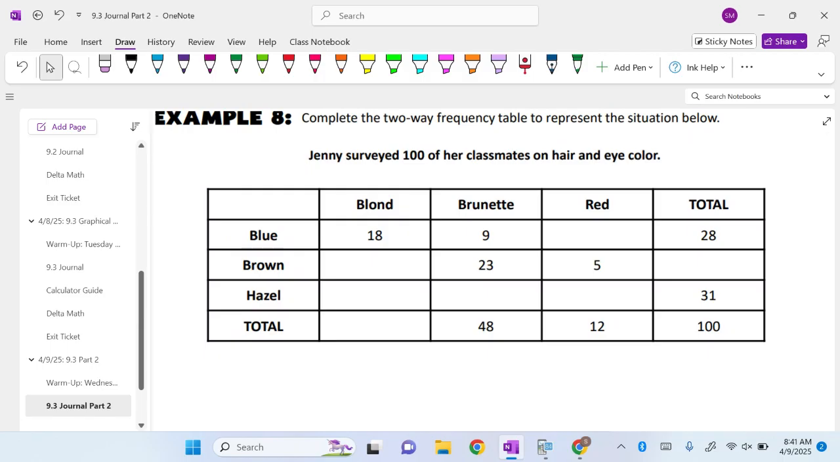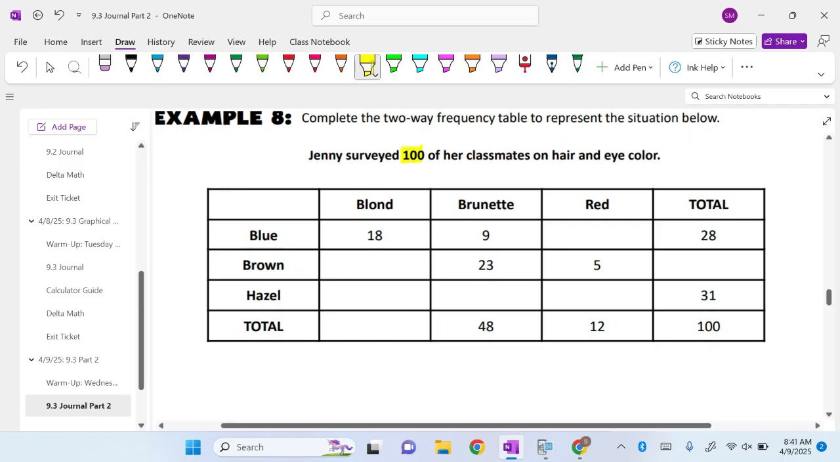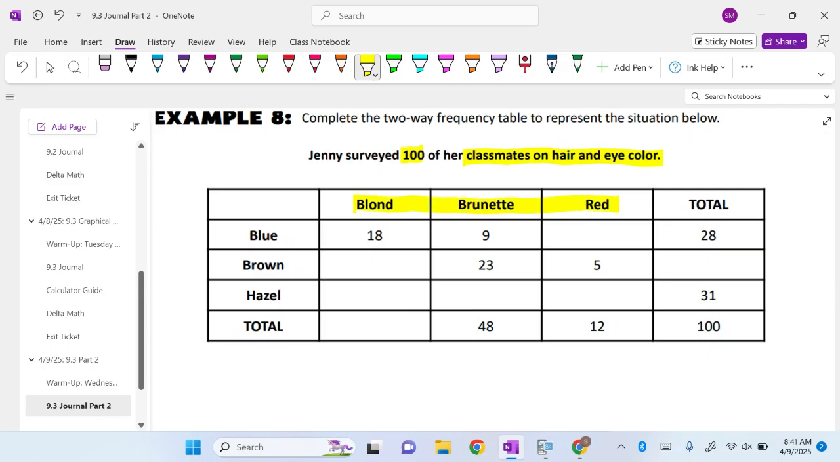So, in other words, for example, Jenny surveyed 100 of her classmates on hair and eye color. So, up top is most likely our hair color, and on the side is our eye color, and it's where they overlap. So, in other words, this first number would represent 18 people had both blonde and blue eyes.